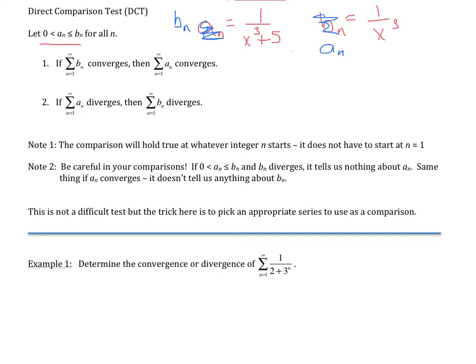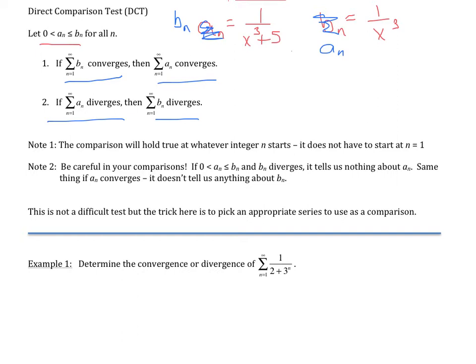Okay, so once we have two series, one smaller than the other, then if the bigger series converges, then the smaller series converges, and that should make sense. The bigger series with the bigger terms sums to a number, then the smaller series will also end up summing to a number. Not necessarily the same number, of course, but it will converge. Okay, and likewise, if the smaller series diverges, then the bigger series will also diverge. So that's kind of a common sense thing.